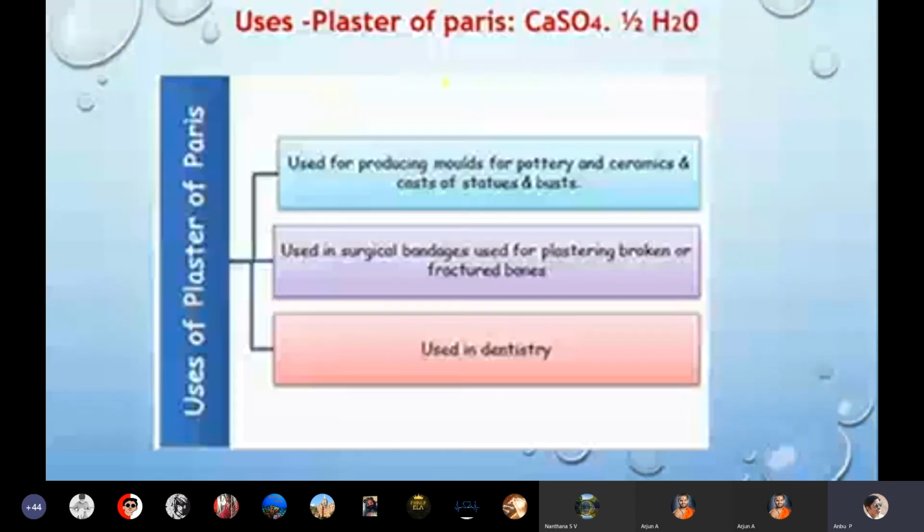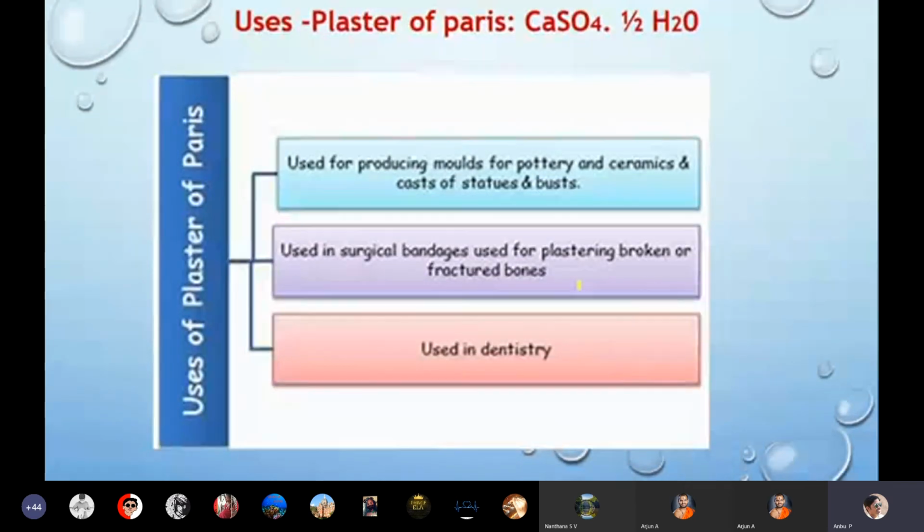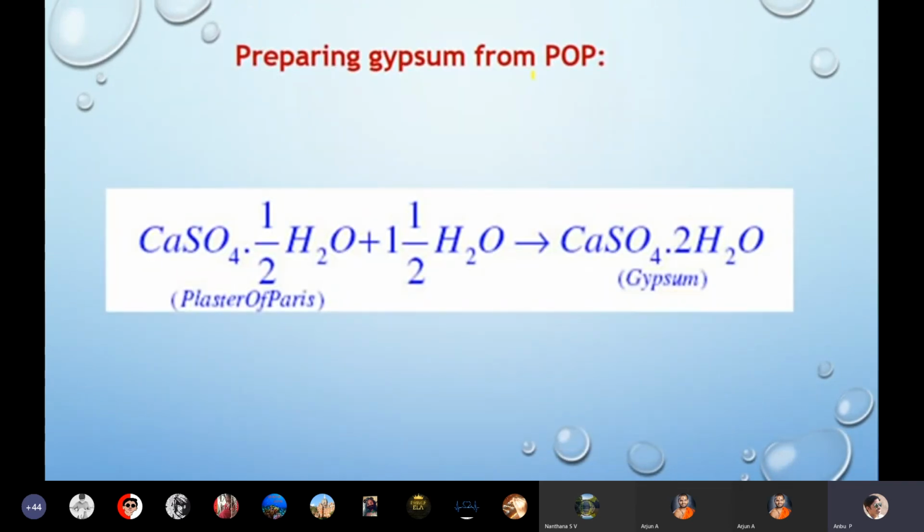This plaster of Paris, CaSO4.1/2H2O, is used for producing molds for pottery and ceramics and casts of statues and busts. It is also used in surgical bandages, for plastering broken or fractured bones. It is also used in dentistry. So these are all the different uses of plaster of Paris. Then preparing gypsum from POP. As I said, this plaster of Paris is added with water molecules and it turns into gypsum, that is CaSO4.2H2O. Very simple. So that is what we have discussed.